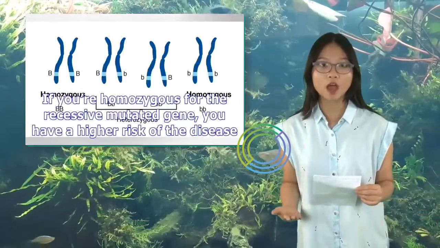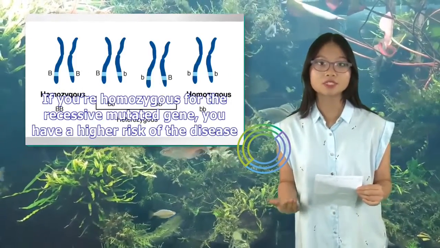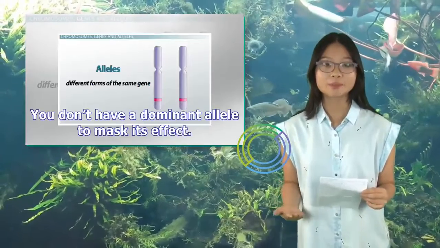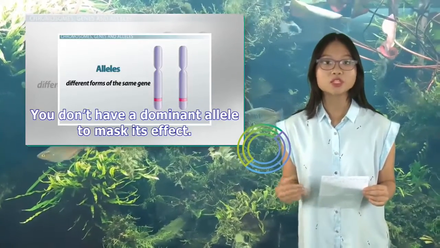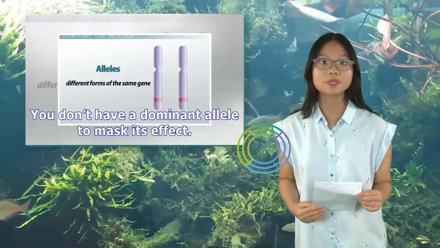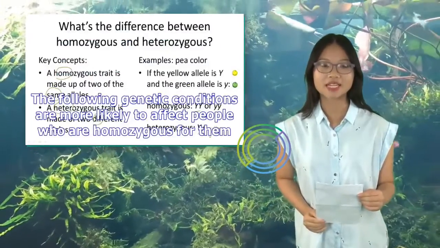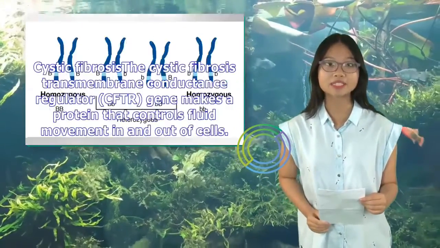If you're homozygous for the recessive mutated gene, you have a higher risk of the disease. You don't have a dominant allele to mask its effect. The following genetic conditions are more likely to affect people who are homozygous for them.